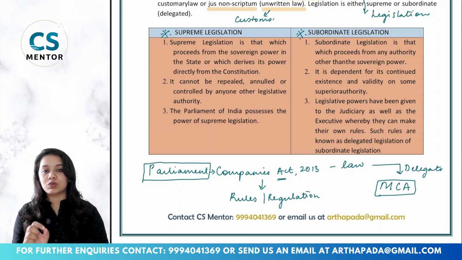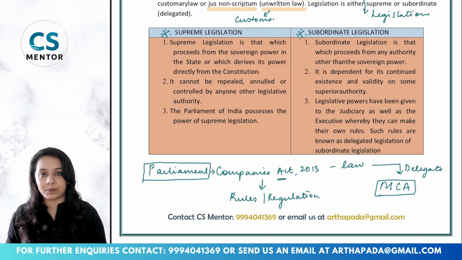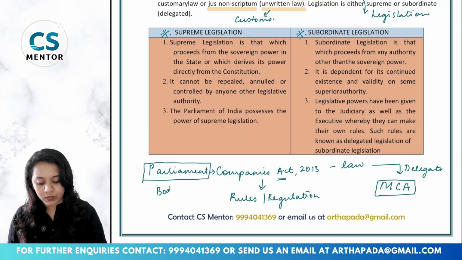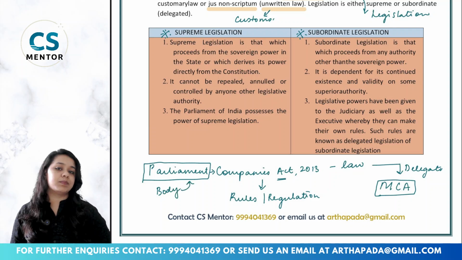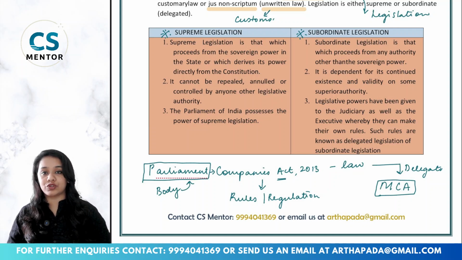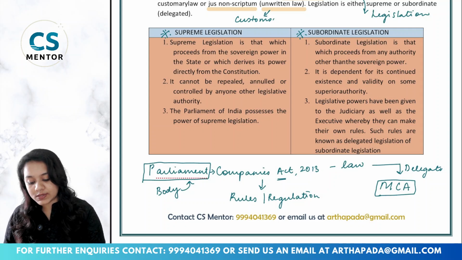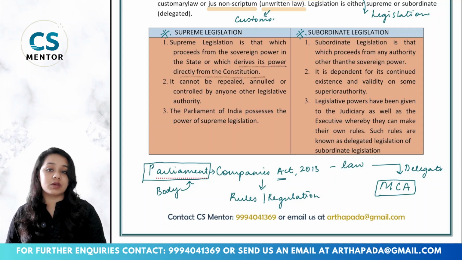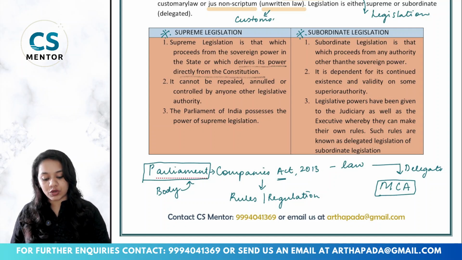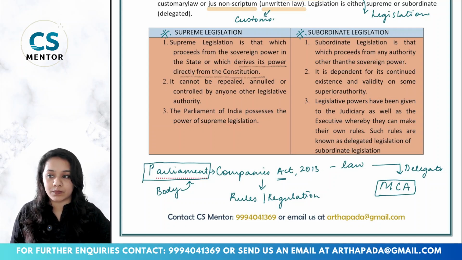Now, to answer this, there's one simple criterion to distinguish both of them. The first criterion is that supreme legislation is usually passed by some body. In our case, it's the parliament, which gets its power directly from the Constitution of India. So, we can say that the Parliament of India is getting its power directly from the Constitution to pass certain kinds of laws. And one such law that we can see is the Companies Act of 2013.